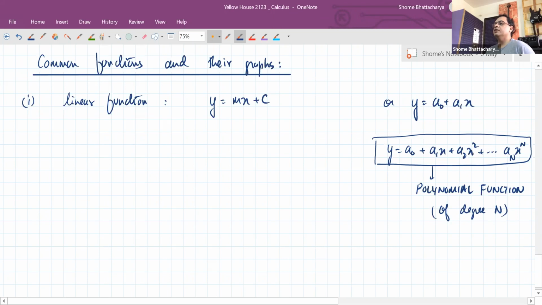So for example, if I have degree 2, that becomes a quadratic function. If I have degree 1, it becomes a linear function. So n equal to 1 is a linear function. That's why we say a linear function is a polynomial function of degree 1.